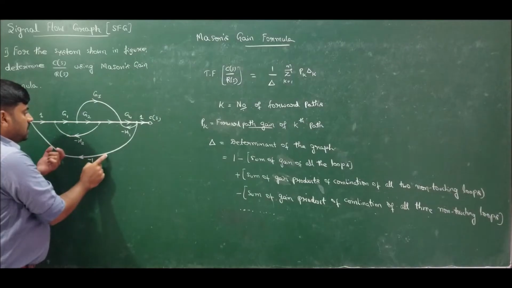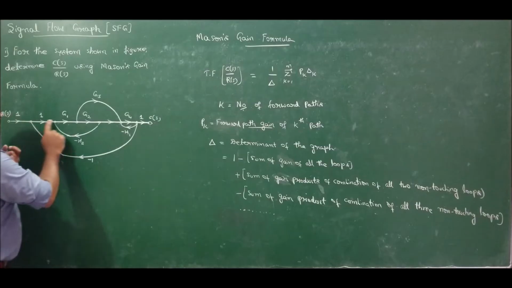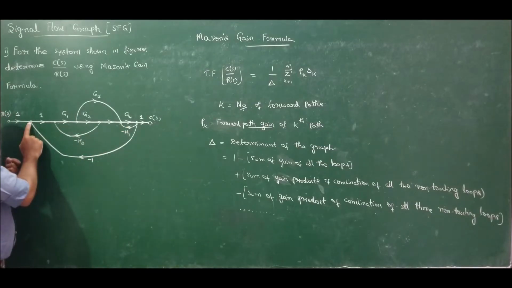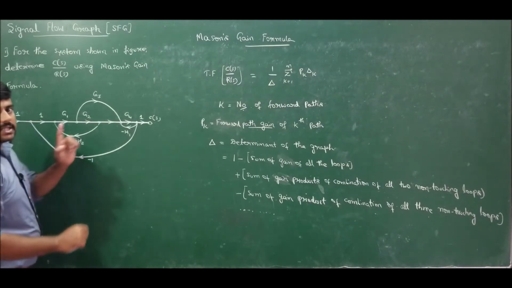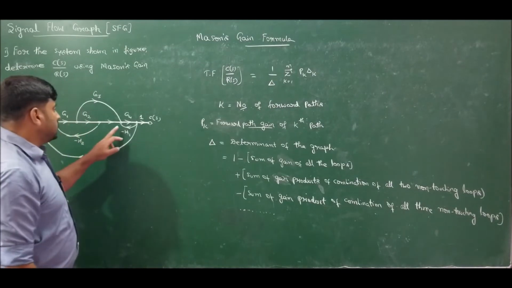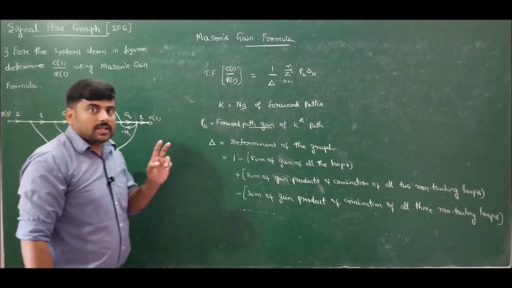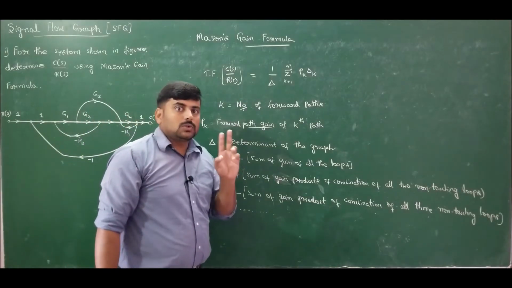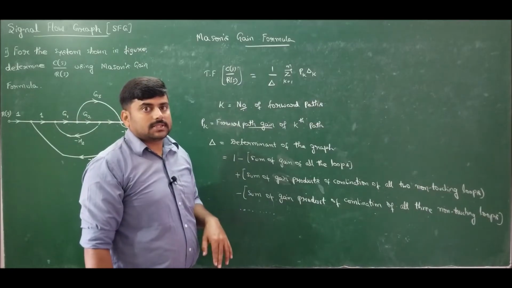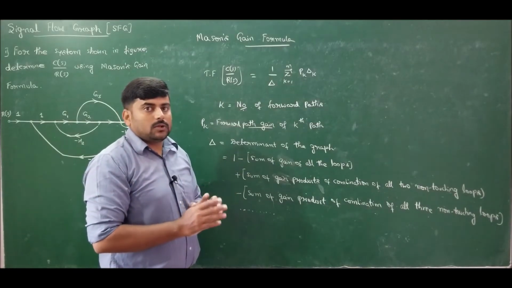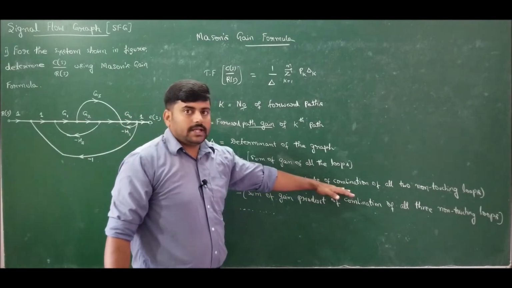Let us say this is another loop. I start from here, go like this, and again come back to the initial point. Let us say loop 3 and loop 1 are not touching, then that is another combination of two non-touching loops. If L1 L2 are not touching, and L1 L3 are not touching, then I have two sets of combinations of two non-touching loops, that is L1 and L2, L1 and L3. Like that I can have any number of sets. So take the product of two non-touching loop gains and sum it up. That is what the third term here indicates.